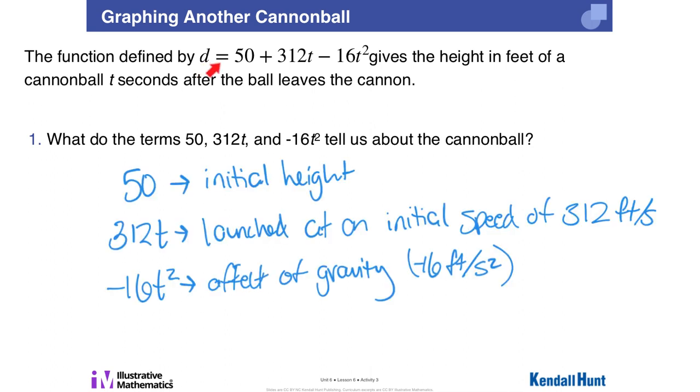So now when you see an equation like this, it is a quadratic because of the squared term, and we can pick out what each piece represents. So 50 was the initial height. 312t means that it was launched at an initial speed of 312 feet per second, where t is going to be the number of seconds. Remember, this first part was our linear function when there was no gravity. And then negative 16t squared is showing us the effect of gravity. And that negative 16 is representing the feet per second squared. We're subtracting it because it's pulling it down.